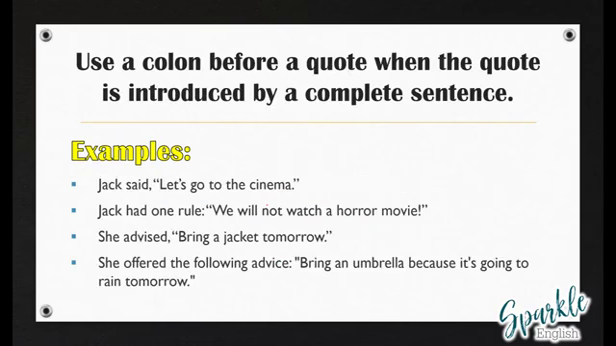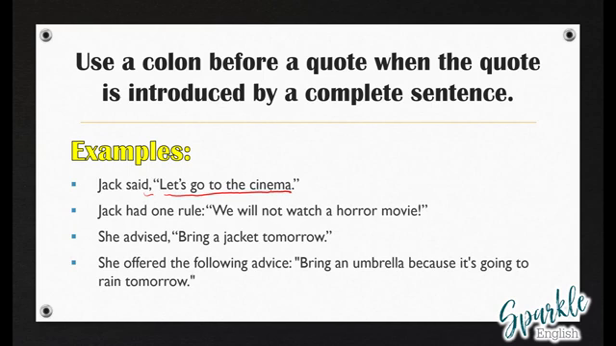You can also use a colon before a quote when the quote is introduced by a complete sentence. So let's look at some examples. In the first example, we're just going to use a comma. Jack said, let's go to the cinema. Here we're going to use a comma because this is just two words. The whole sentence, Jack said, you need to connect that with a comma because it doesn't work by itself. It's not a complete independent clause, Jack said. You have to say what Jack said. So we just use a comma here. Jack said, let's go to the cinema.